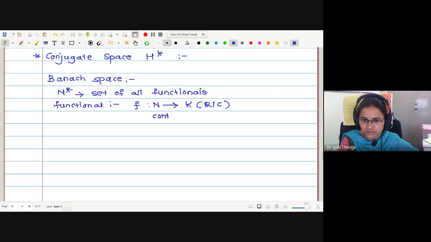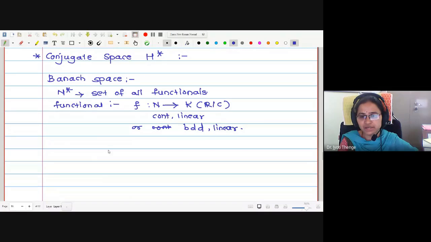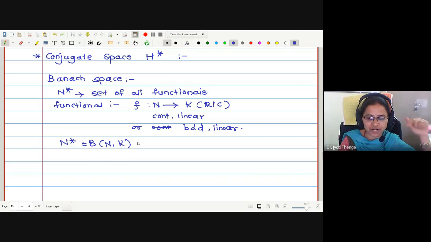This is continuous, bounded and linear, because whenever we have the linearity condition, continuity is implied by and implies boundedness. Therefore, a functional is basically a scalar valued continuous linear function, right? And the collection of all these functionals we are denoting by N star, which is actually B of N comma K, right?